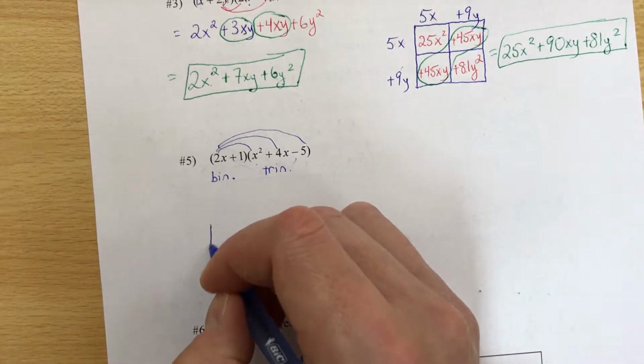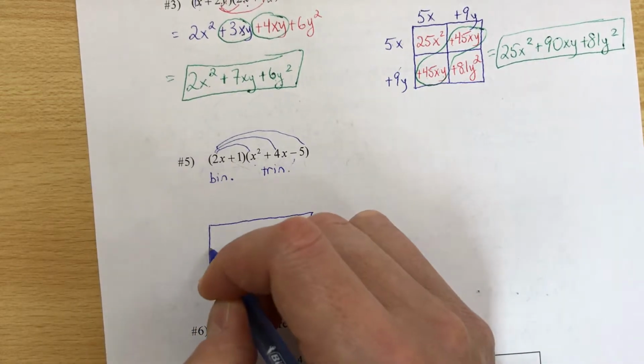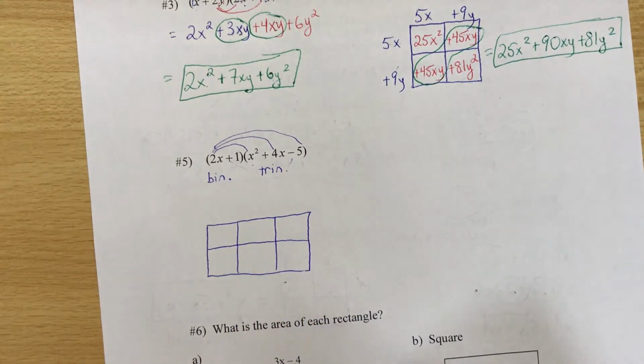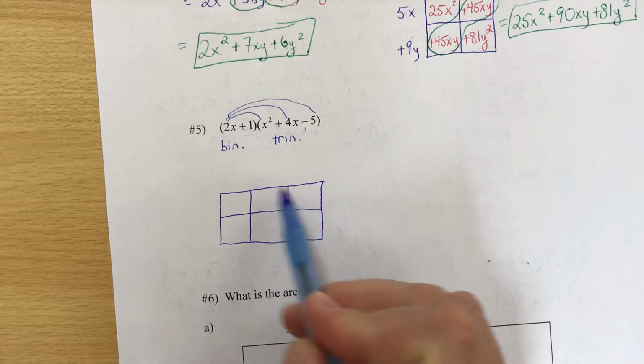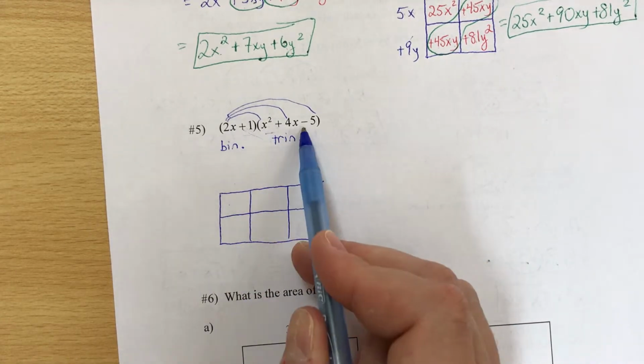In this case, this is where I would recommend a box. I think a box is a really nice way to organize this. I'm less likely to miss something. Now the way I'm going to set it up, notice that I now have 3 going across, 3 spaces. Well, that's because we have a trinomial.